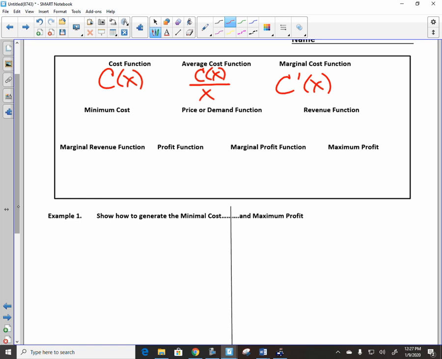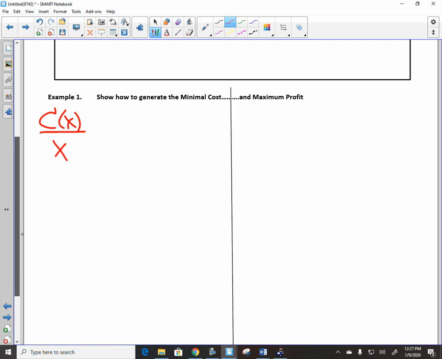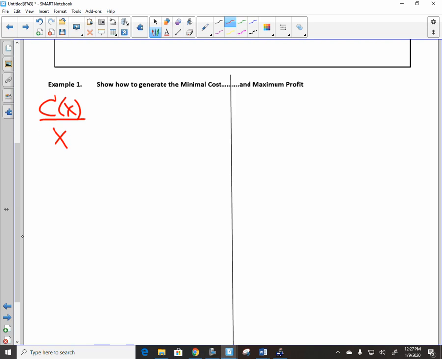Wouldn't you agree that in business, it's great if the average cost is as low as possible? We would like to minimize that. How do we minimize something? Take the derivative and set it equal to 0. What formula do you think we would use to find the derivative of C of x over x? The quotient rule. Good. Super easy.